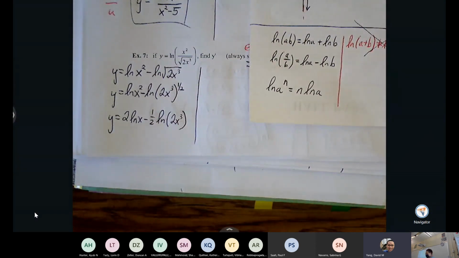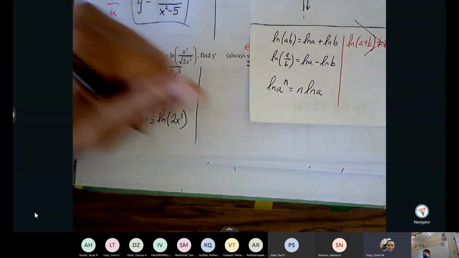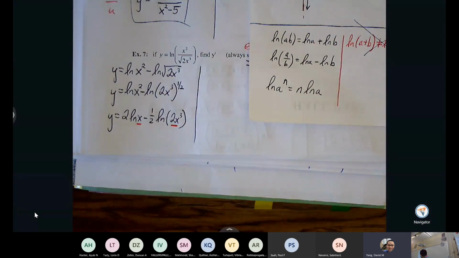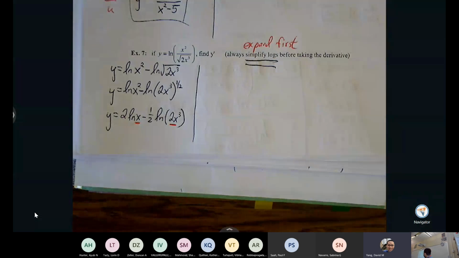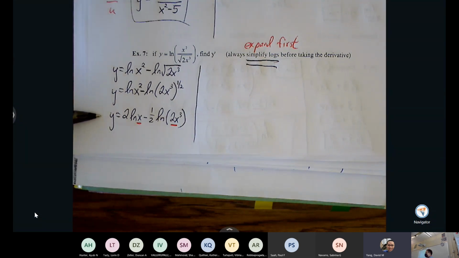So now if you look, these u values are now a lot easier to manage, right? U prime over u is not going to be a multi-step problem. We don't have to go through any messy rules. Okay, so this is a good place for us to begin our derivative step. Any questions here?